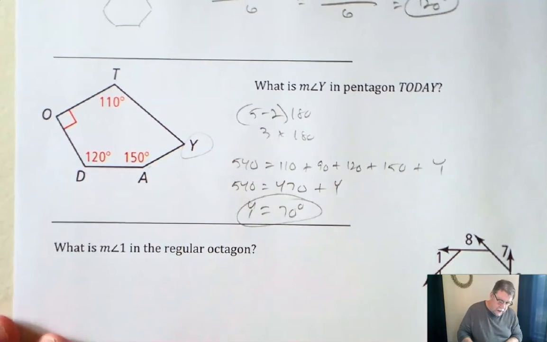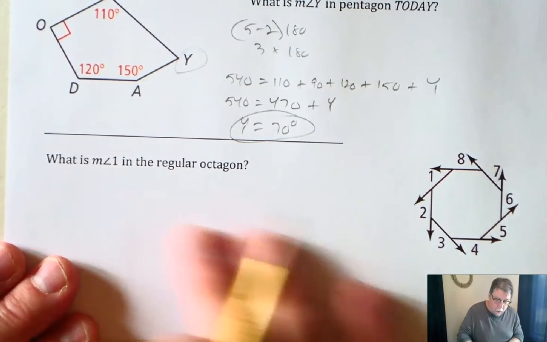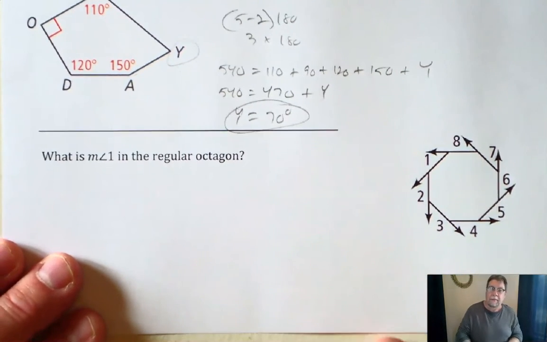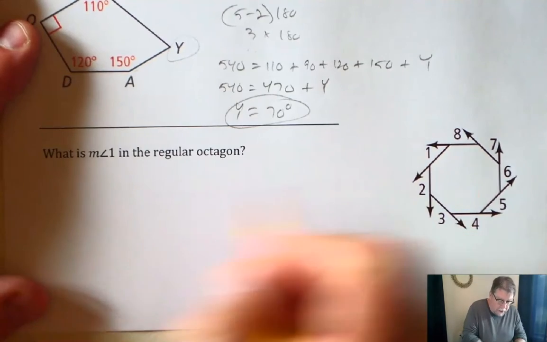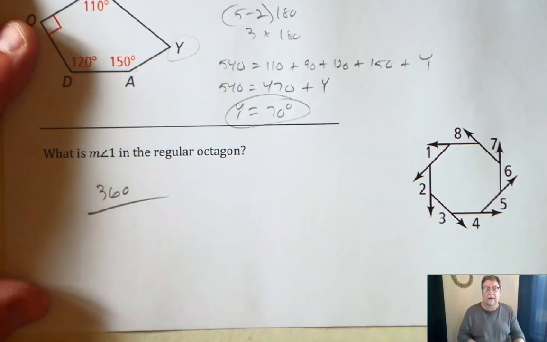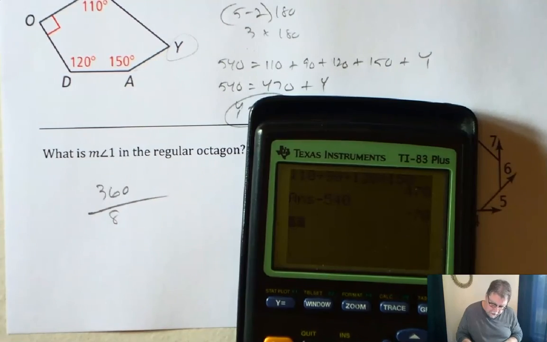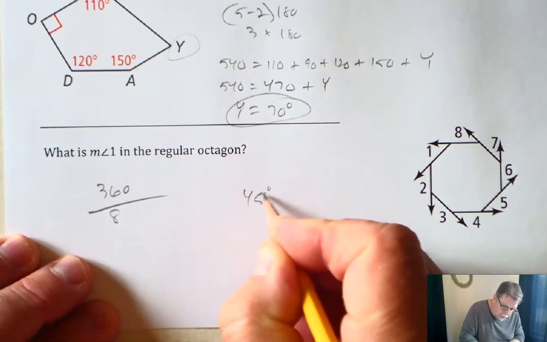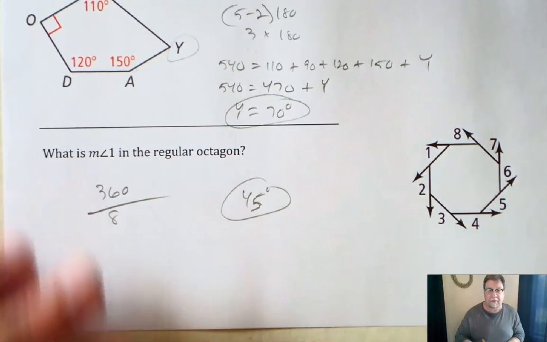Simple as that. And the last one says, what is the measure of angle 1 in this regular octagon? So they're all the same, but remember, these are exterior angles. So the sum of all of them is 360 degrees, and since there are 8 angles, we just divide that by 8, and 360 divided by 8 happens to be 45. So 45 degrees would be the measure of angle 1, actually the measure of any of those angles.